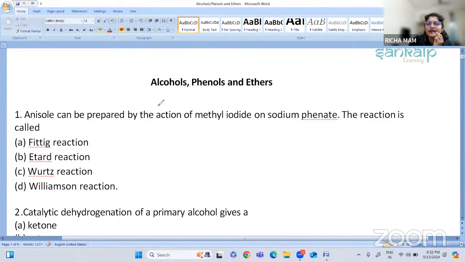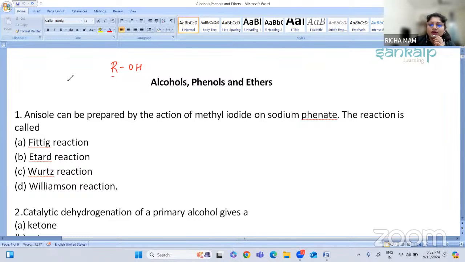So basically, what are alcohols? Alcohols are organic compounds which have a functional group ROH. Here the R can be an aromatic ring, or it can be any aliphatic compound. Then what are phenols? Phenols are also organic compounds.